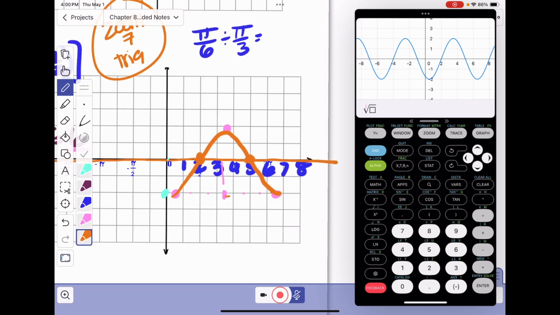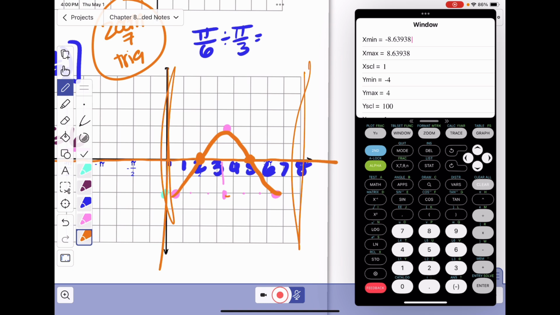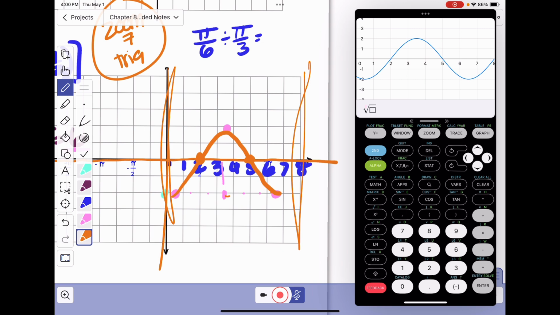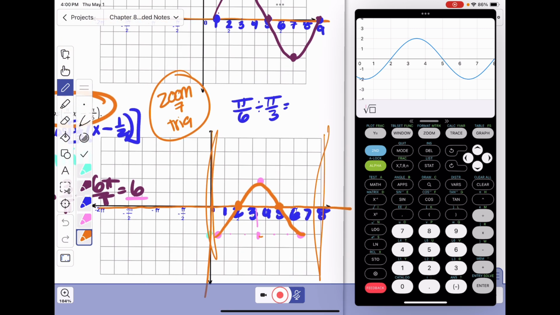That's one way. Or you can just change it to match this. So like this graph went from 0 to 8. So if I change my window to 0 and 8, now I can see, and that pretty much is the same curve. So that can help you as well if you want to do that.